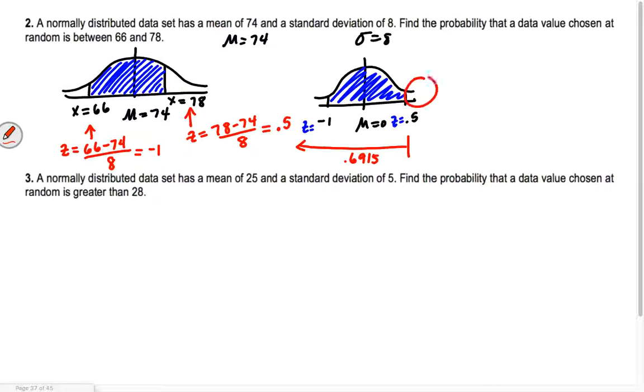So can we find that little tail then? The rest of it? Yeah, that's going to be 0.3085. Do we see that? Okay. Now let's say we look up 1 in the chart. When we look up 1 in the chart, what do we get? 0.8413. So can we find this tail then? What's the rest of it? 0.1587.